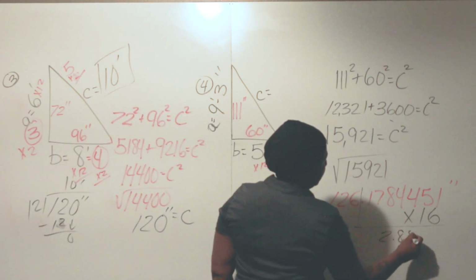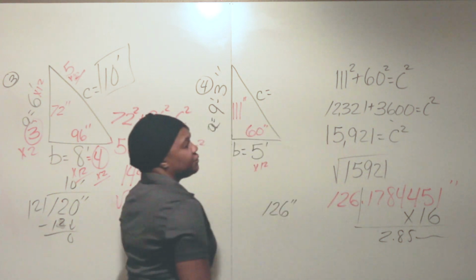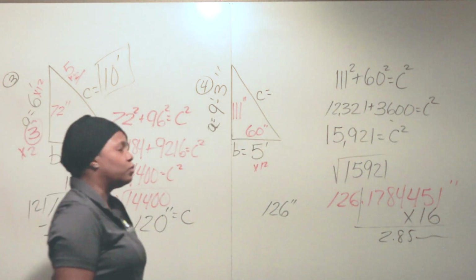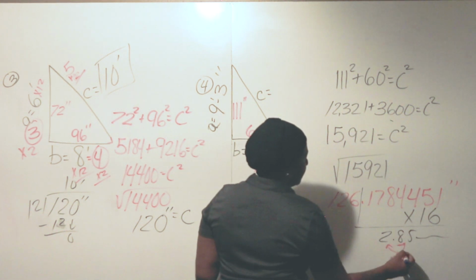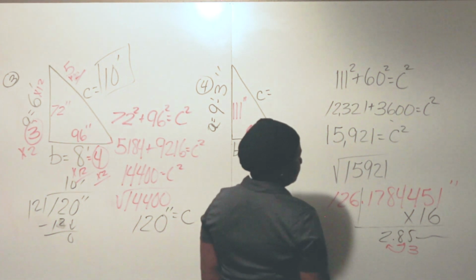2.85 and some other stuff. I'm looking for my numerator. What's telling me if I can round up or not? Because this is my rounding point. The 8 is telling me what? Go up, to 3.